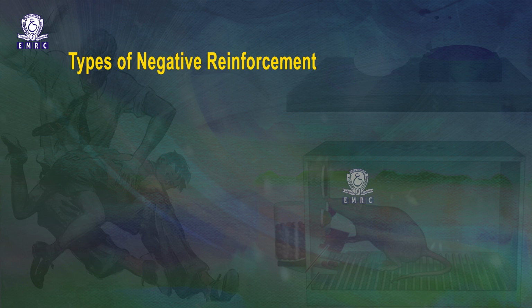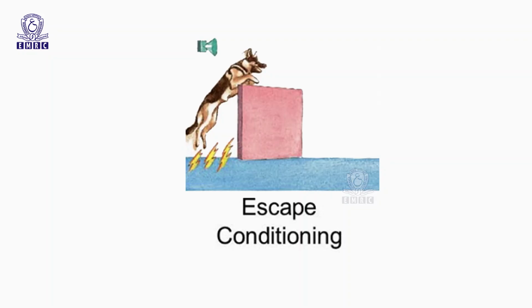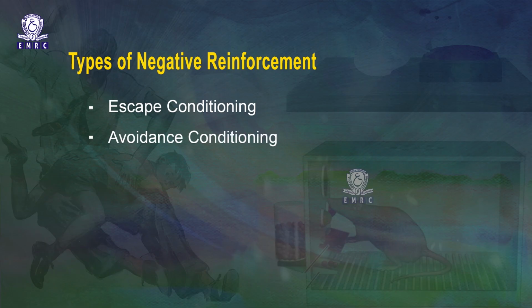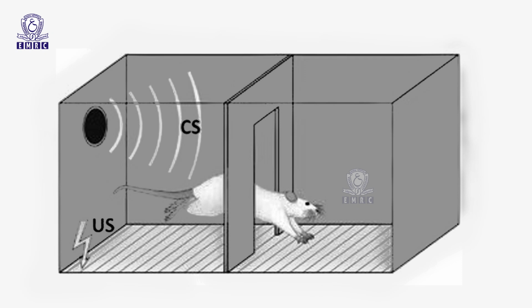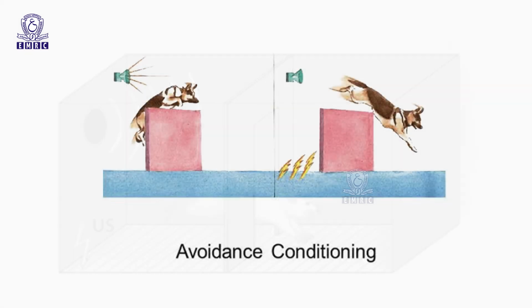Two types of conditioning are based on negative reinforcement. 1. Escape conditioning. In escape conditioning, the behavior causes the negative event to stop. 2. Avoidance conditioning. In the other form of negative reinforcement called avoidance conditioning, the behavior has the consequence of causing something negative not to happen when it otherwise would have happened.